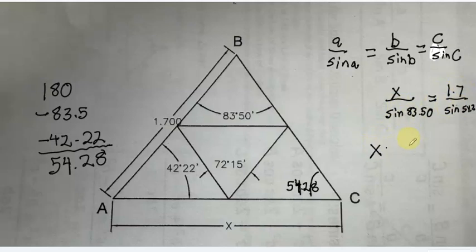So x is equal to, okay, 1.7 times the sine of 83.5 over, okay, to where we multiply that, and then we take the sine of 54.28. Okay, and the answer that we get is, hang on just 1 second, we should get something around 2.094.